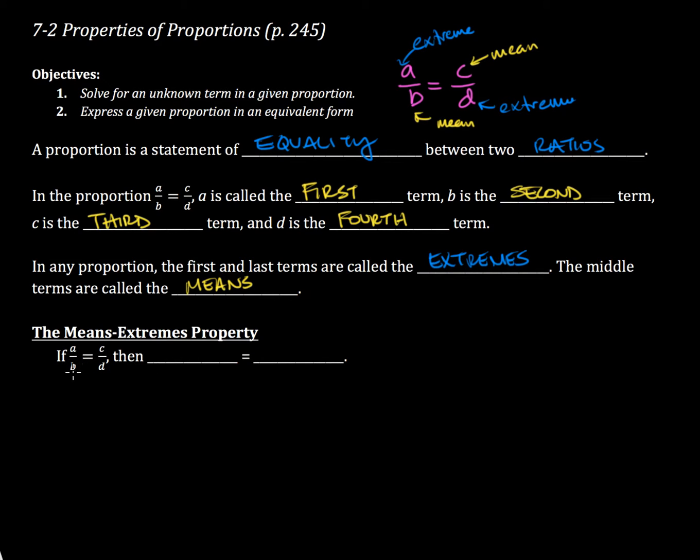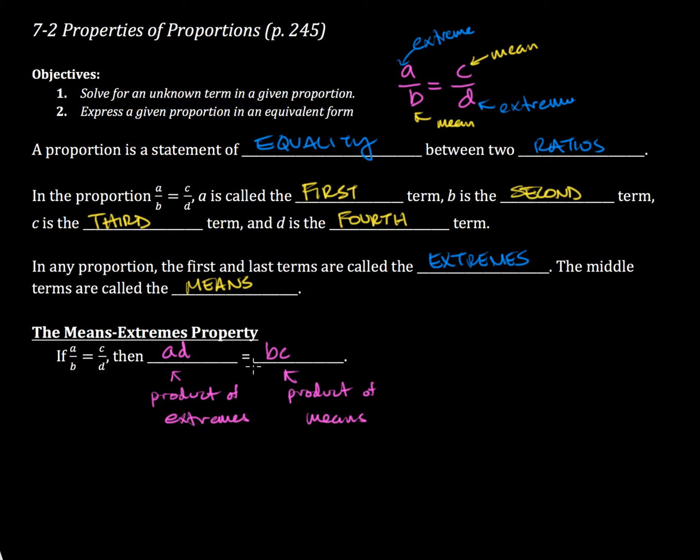What the means extremes property says is if you have this proportion A over B equals C over D, then I can rearrange it a little bit. I can take the A and the D and multiply them together. And then I can take the B and the C and multiply them together. So what I did is I took the product of the extremes, and this right here is the product of the means, and those products are equal to each other.